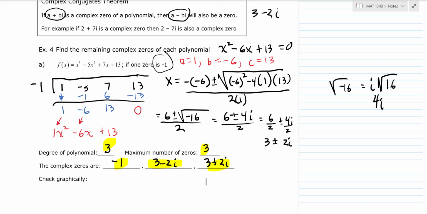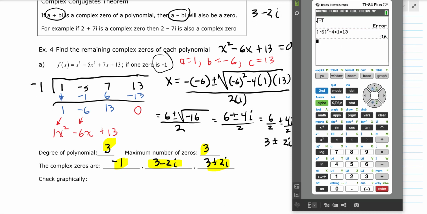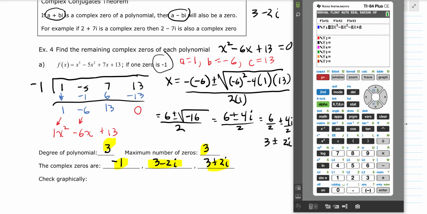All right, now let me show you what happens on the graph. So put this function in your graphing calculator. There's kind of a key difference on this. So we're going to graph x to the third, minus 5x to the second, plus 7x, plus 13. I'll graph that. Okay, and I'm using the window that I used on previous examples.